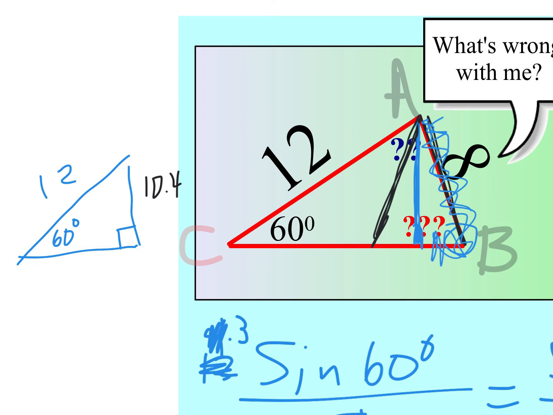Since it's like a 30-60-90 triangle, wouldn't it just be like 6? Nope, you're thinking that that's the smallest side. We have to trust that this is actually the 60-degree angle, which makes this the 30-degree angle, which means this side would be 6. All right, so back to it: it's about 10.4.